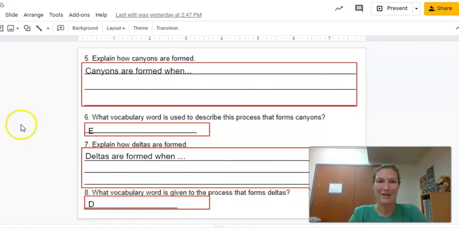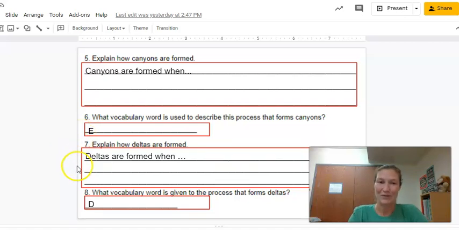All right, number 5, canyons, or explain how canyons are formed. Canyons are formed when... how are they formed? What happens? Number 6, what vocabulary is used to describe this process that forms canyons? It starts with an E.